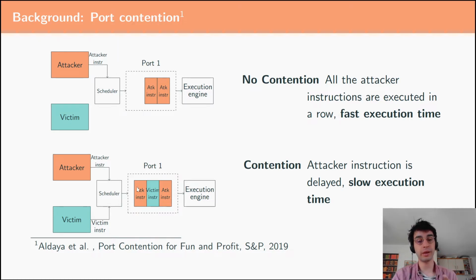But in the second scenario, by any chance, the victim will emit a micro-operation that also goes on port 1, and because it's shared, it will sit in the same queue, hence delaying some of the attacker's micro-operations, resulting in a slower execution time. And it's basically the core of port contention, where we can monitor the port usage of the victim just by using ports, here port 1, but it can be done for any port, as a bottleneck.